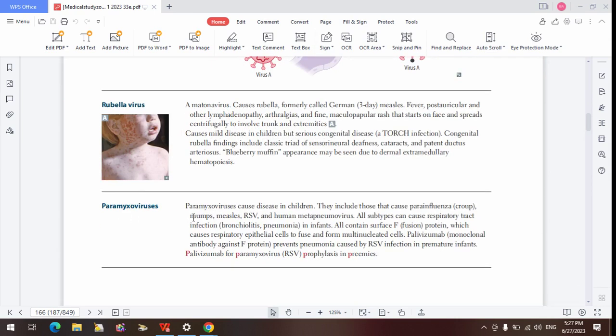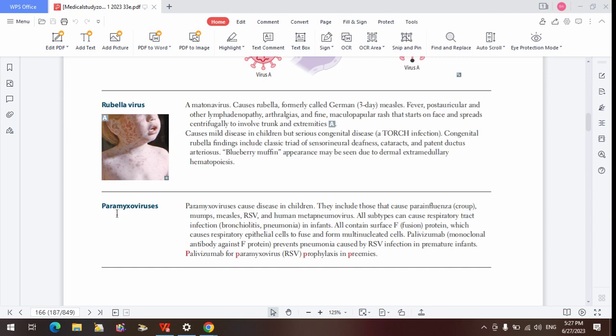Then paramyxo. So we have some little details here. Paramyxo, from the name, we just look at it, PRM. P for the parainfluenza, the R for the respiratory syncytial virus, the M for the measles and the mumps. M squared, measles and the mumps.